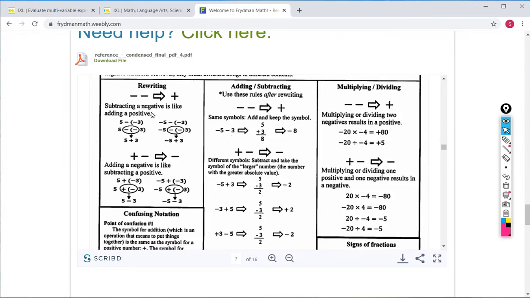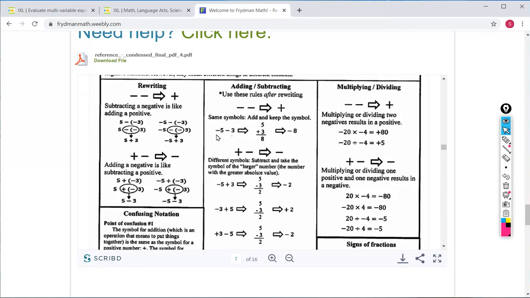Rewriting rules. If you see a minus negative right next to each other, you can turn that into a plus. If you see a plus negative right next to each other, you can turn that into a minus. For adding and subtracting, use these rules after rewriting. So if there's something to rewrite, rewrite first, and then use these rules. Same symbols, add and keep the symbol.